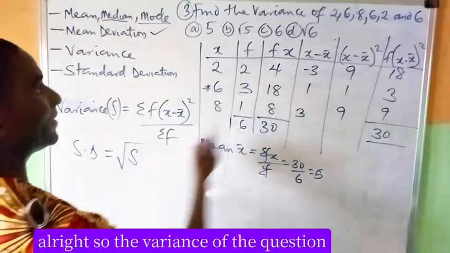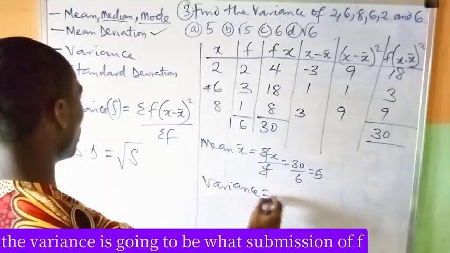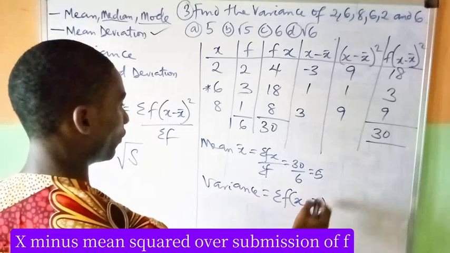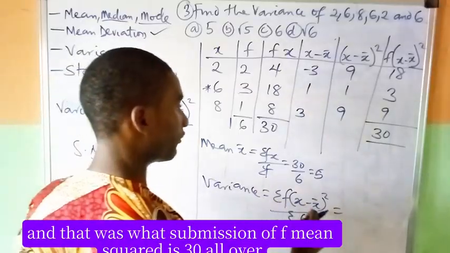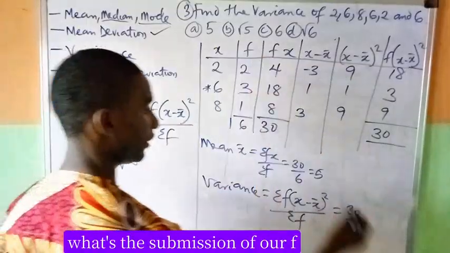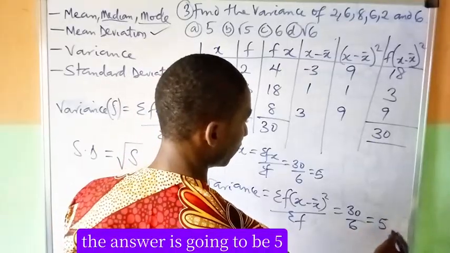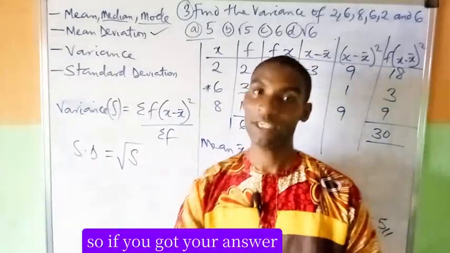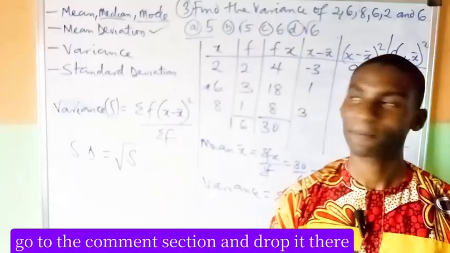Alright, so the variance of the question is going to be what? Summation of f(x minus mean) squared over summation of f. And that is 30 all over, what's the summation of our f? It is 6. So if you divide it, the answer is going to be 5. So the answer to the question is 5. So if you got your answer, go to the comment section and drop it there.